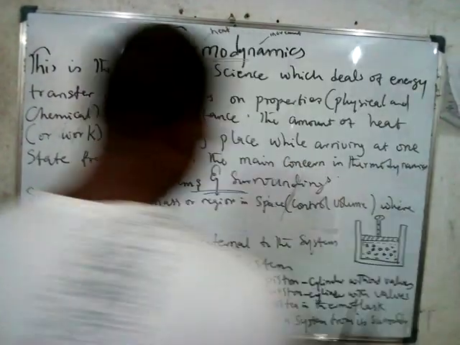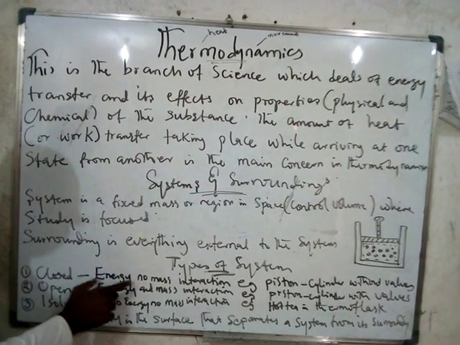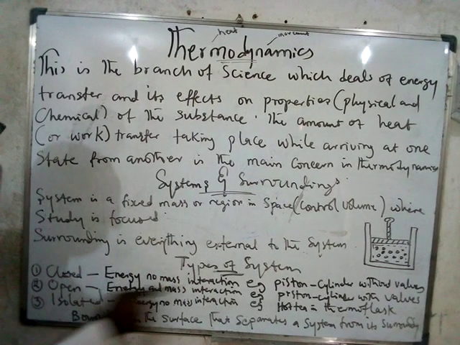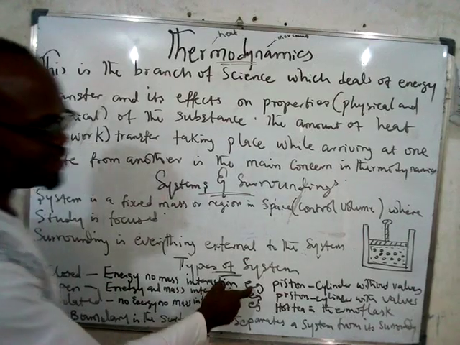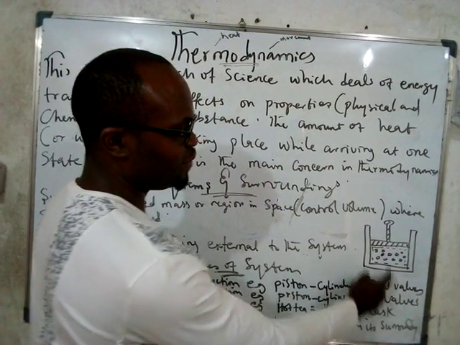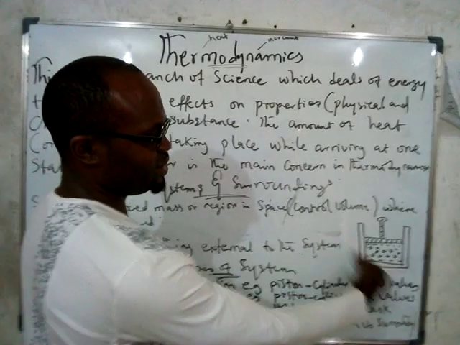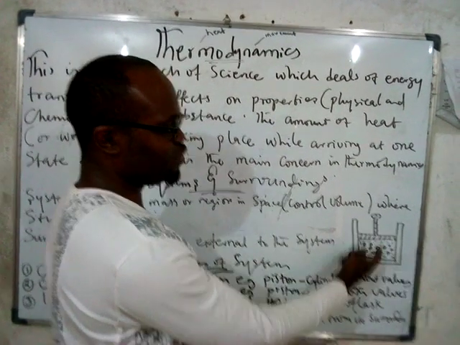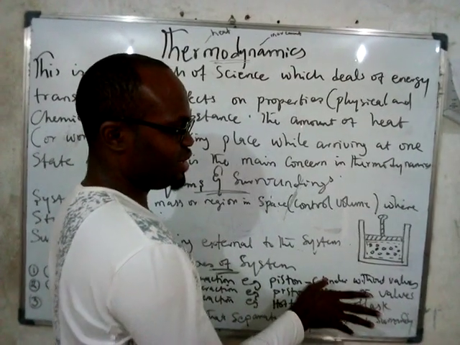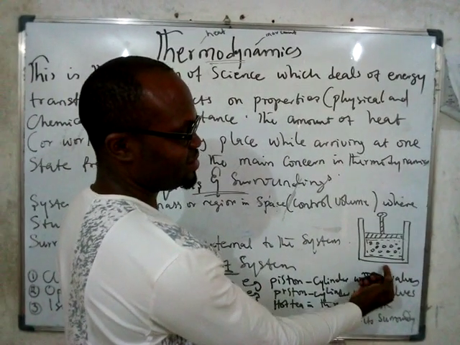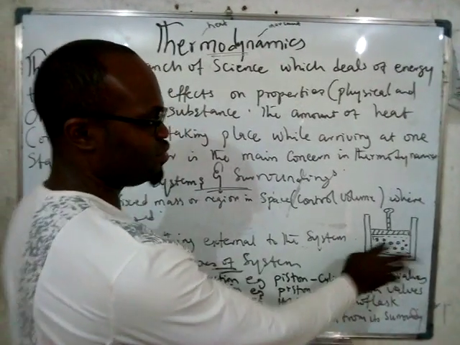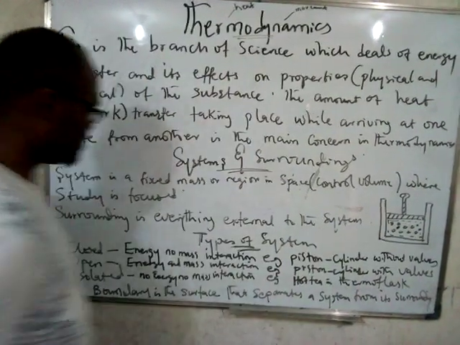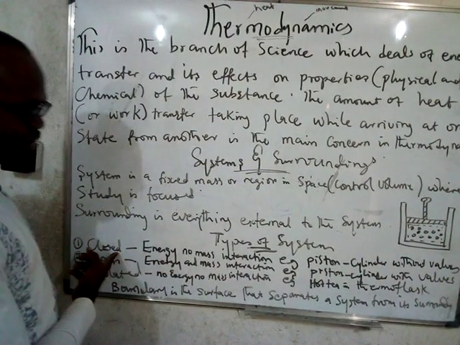So let's look at this system. A closed system is a system where there is energy transfer but no mass transfer. There is energy interaction but no mass interaction. Example is piston cylinder arrangement without valve. If you look at this, this is a piston cylinder arrangement. There's no valve that tells us that any of the fluid inside the system is going out to the surrounding. So you can only apply heat. There could be energy transfer, but there's no mass. No mass is moving out. The mass of this remains constant. So we have what we call closed system.